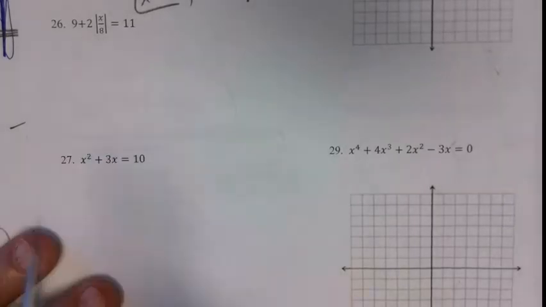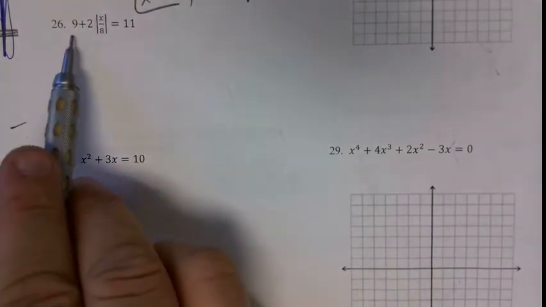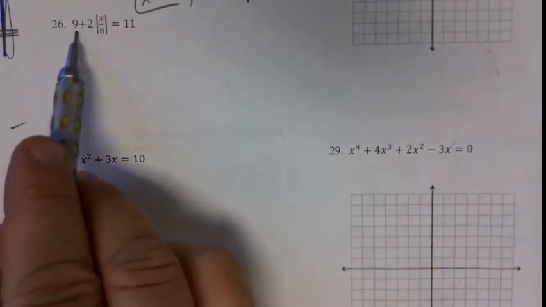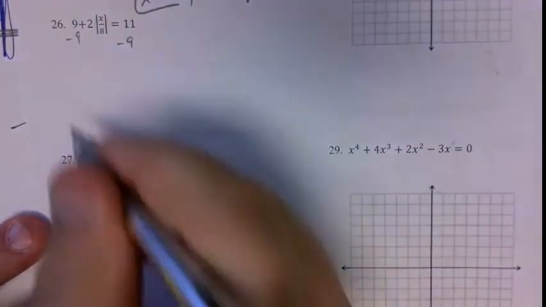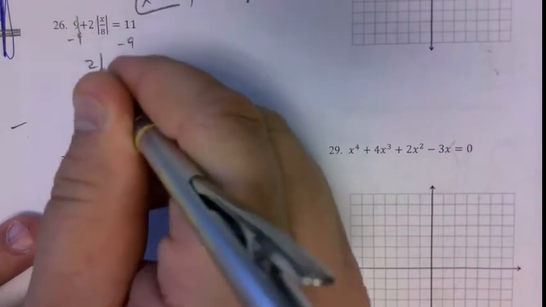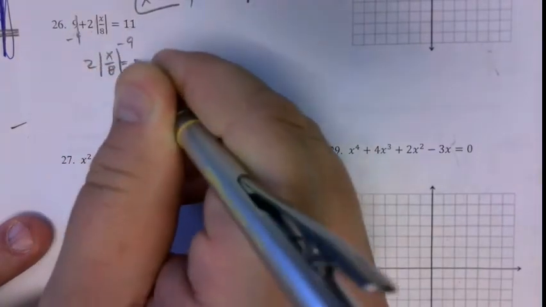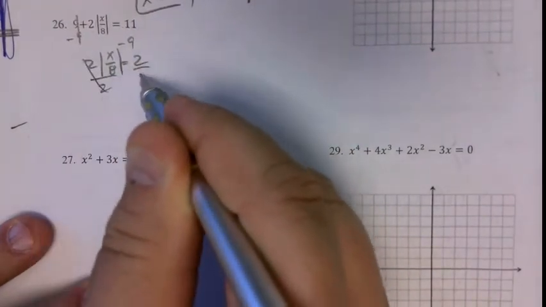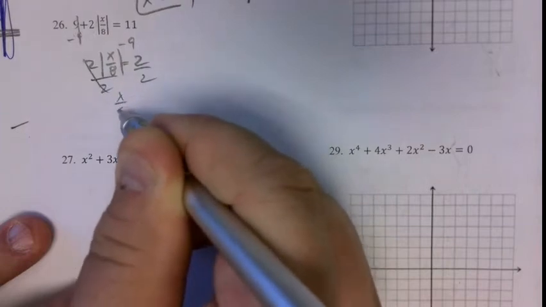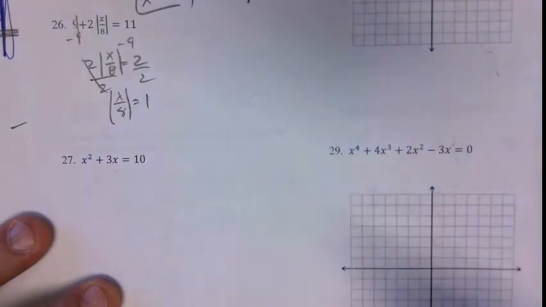I've got 9 plus 2 absolute value of x over 8 equals 11. First thing I do is I isolate that absolute value. So I need to get rid of that 9 and that 2. Start from the outside one, 9. I'm going to subtract 9 from each side. That's gone. That gives me 2 times the absolute value of x over 8 equals 11 minus 9 is 2. Then if I divide by 2 to get rid of that, I get absolute value of x over 8 equals 2 divided by 2 is 1.